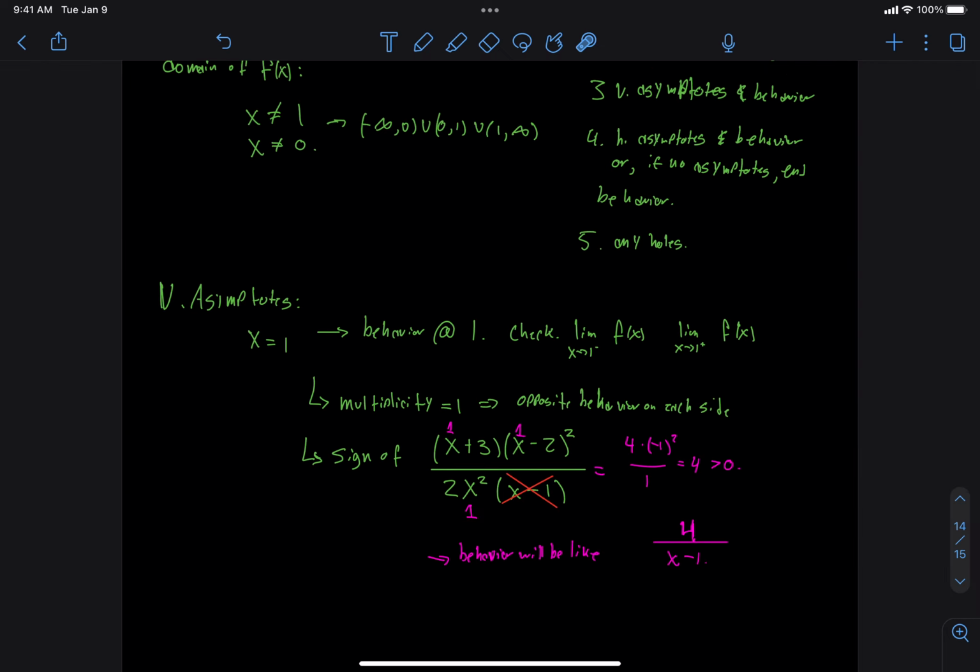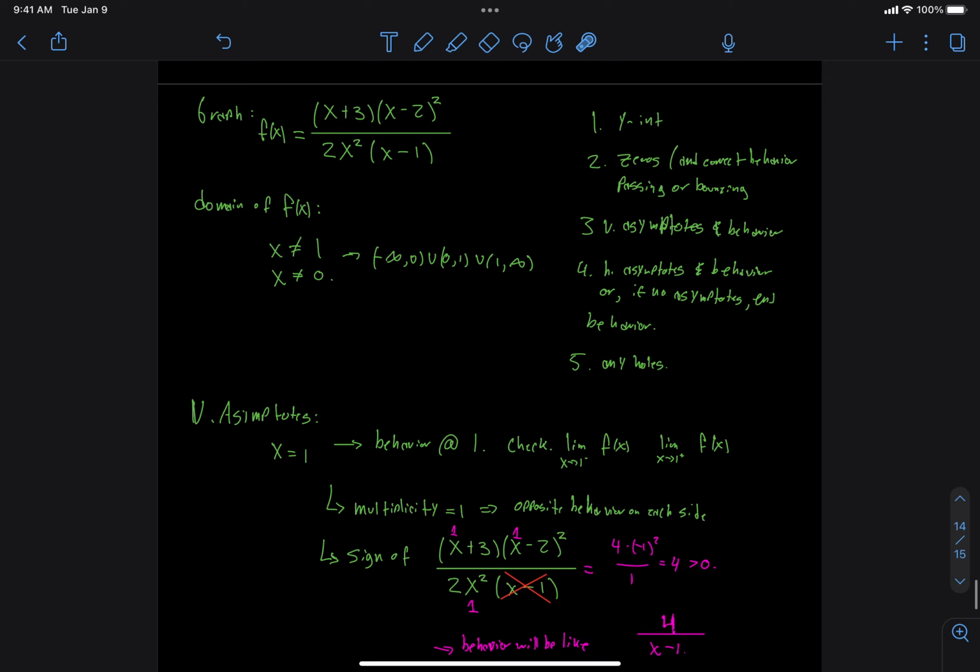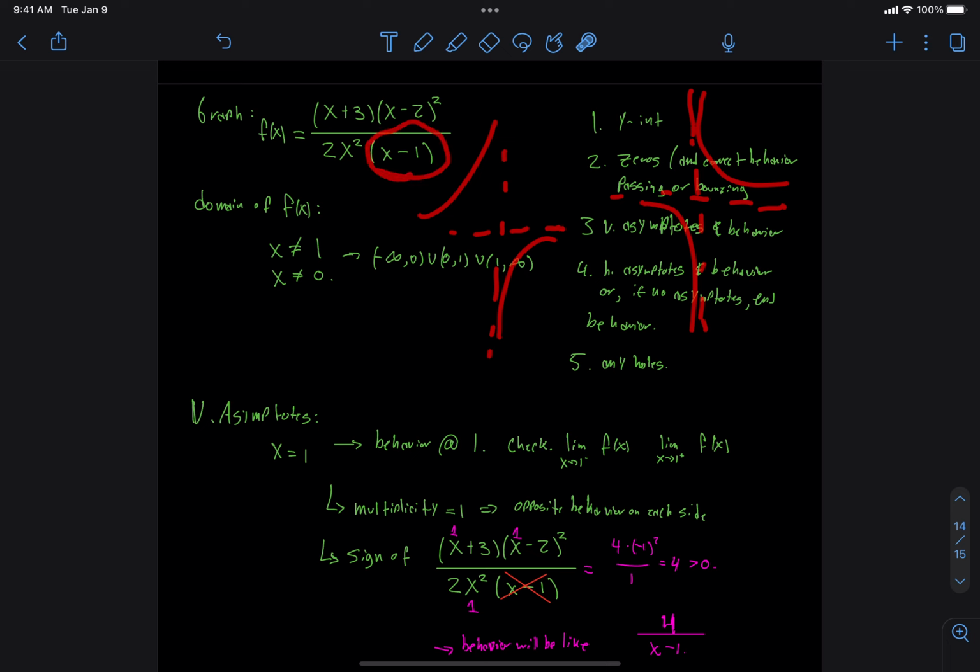Okay, so let me go through that again. I know that I'm going to have one of these two type behaviors. I'm going to have either this one or this one. The reason I know it's going to look like one of these two is because the multiplicity of the 0 in the denominator is odd. Okay, the multiplicity is odd.